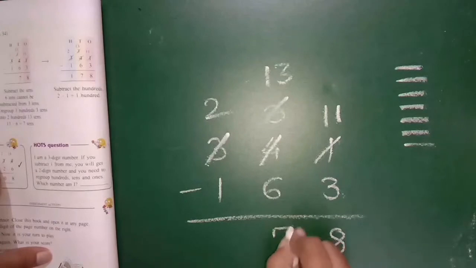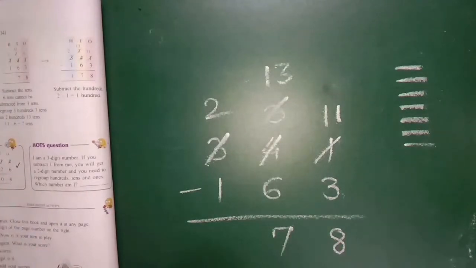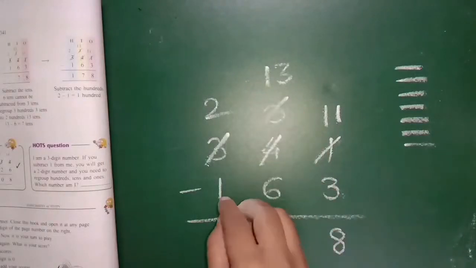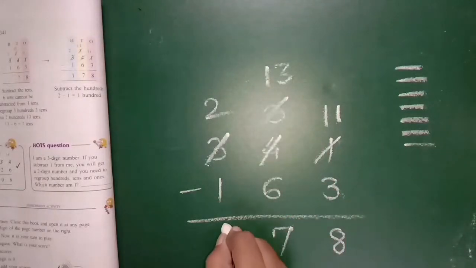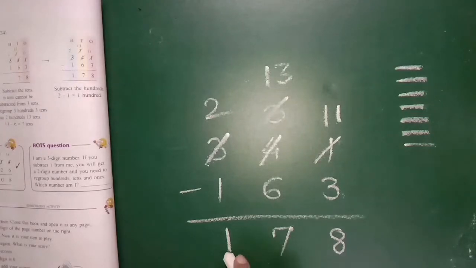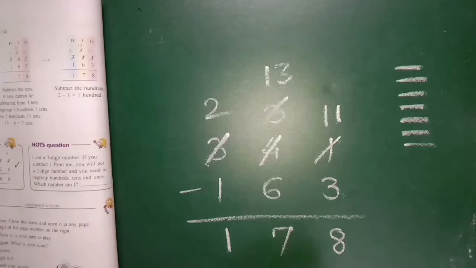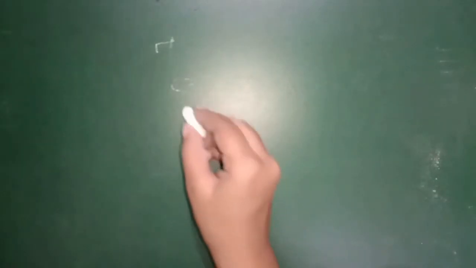Write here 7. Now subtract 100 please. That is 2 minus 1. Answer is 1. So our final answer is 178. Okay. So let's solve another example.